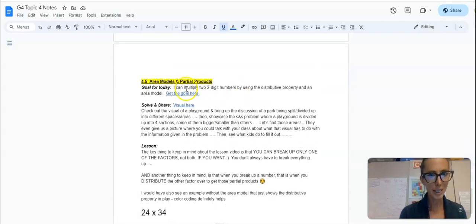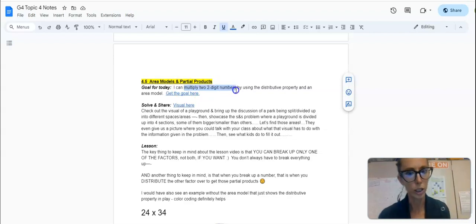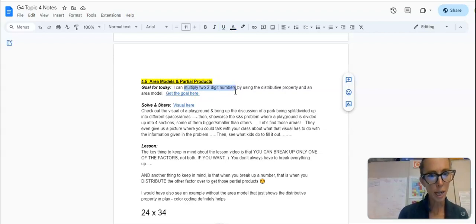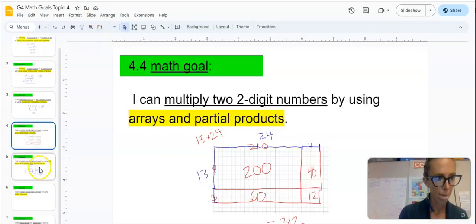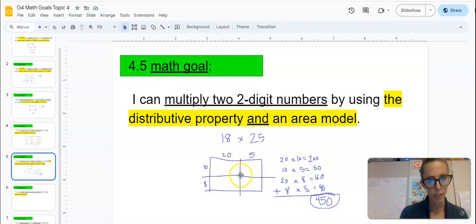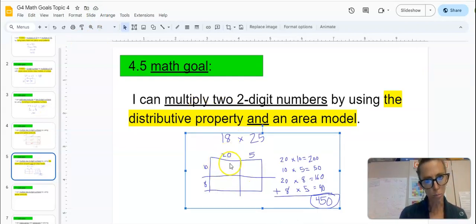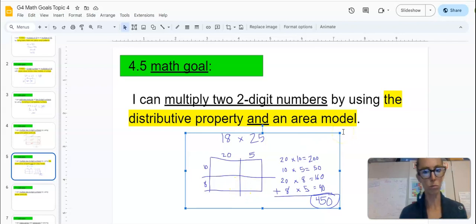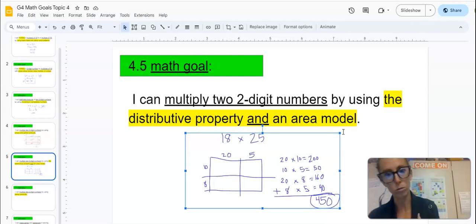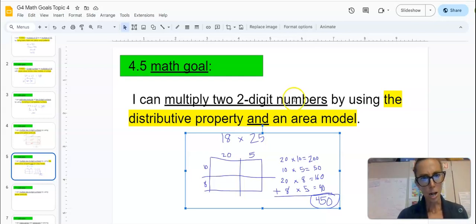4.5, now you're still multiplying two-digit numbers, but this time we're veering off of using square by square by square. So if we look at the goal in 4.5, now we don't have all the little boxes to find the area. Now it's open, and this is called an area model because we're finding the area on the inside. We just can't see any of the squares like an array shows us.